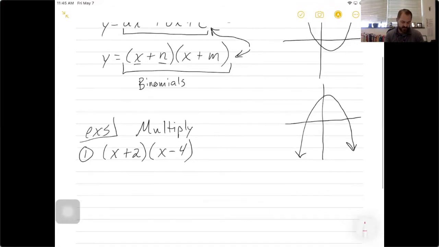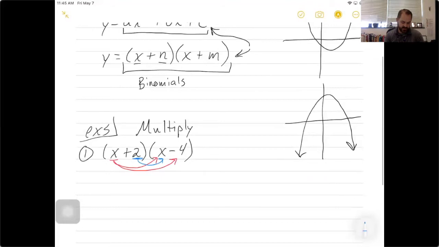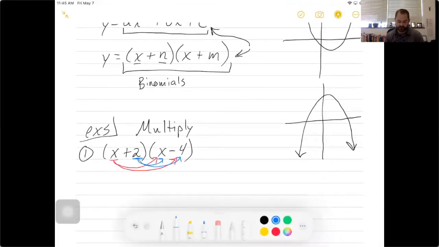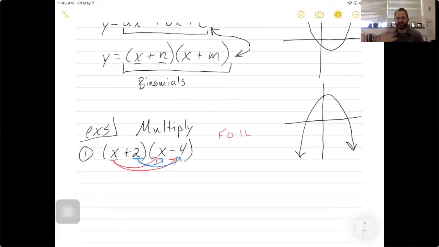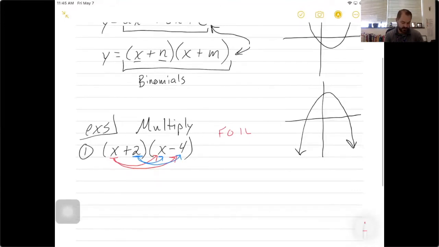We're going to take this first term and multiply by both of these terms, and we're going to take the second term and multiply by both of these terms. And then we're going to combine all of our like terms. And you guys might remember doing something called FOIL, okay? First, outer, inner, last. And we've done that before, and that's kind of what we're doing here, but you're really just distributing. So when I multiply the first term times the first term, x times x, I get x squared.